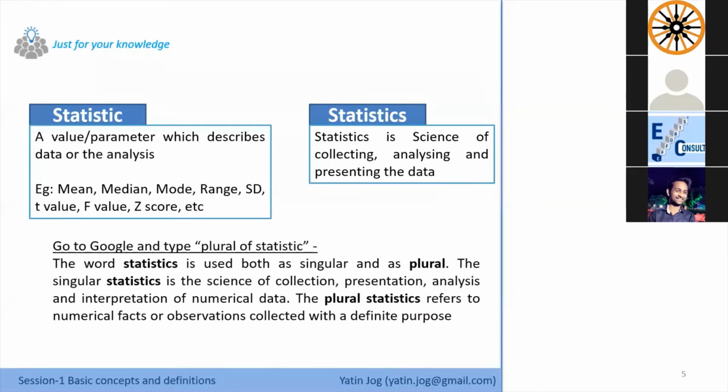So if I say statistics is, that means I'm talking about statistics as a science. And if I say statistics are, that means I'm talking about multiple parameters which are representing that data set. Even if you go to Google and type plural of statistics, you will get this information. The word statistics is used both as singular and plural. The singular statistics is the science of collection, presentation, analysis, and interpretation of numerical data. And the plural statistics refers to the numerical facts or observations collected with a definite purpose. So these are the two words, statistic and statistics.